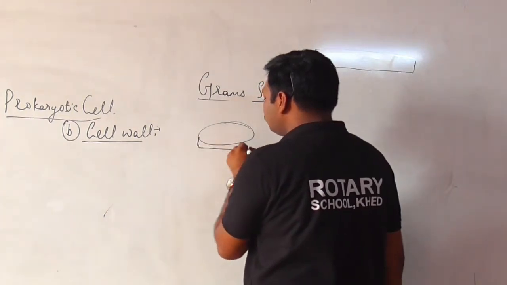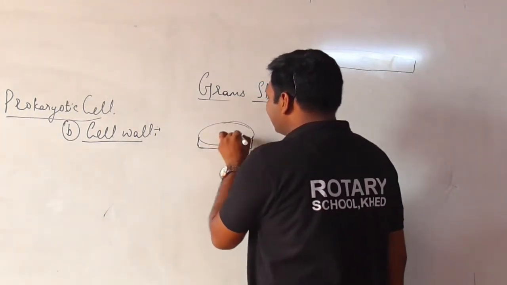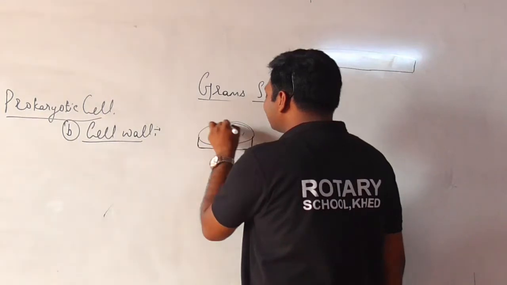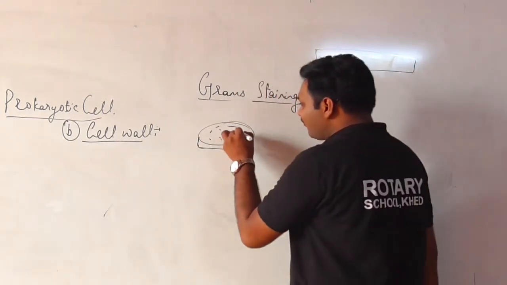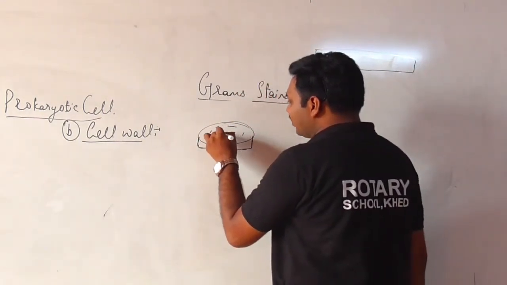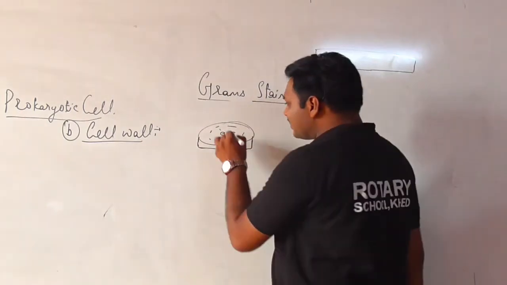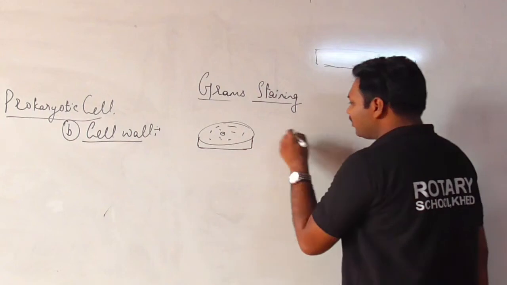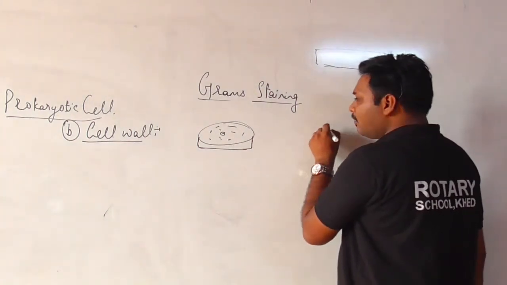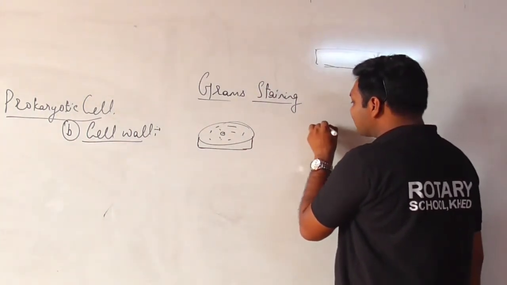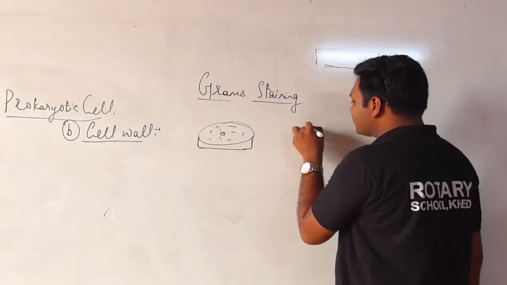Okay. And here we can culture a number of different bacteria. Now what we have to do is pick a single colony. All this dotted structure can be referred to as a colony. A single colony we have to pick and take onto the glass slide.